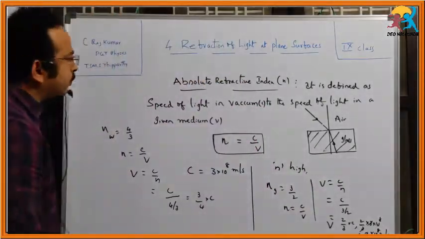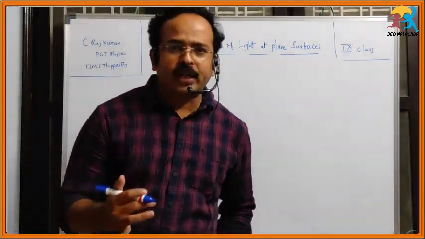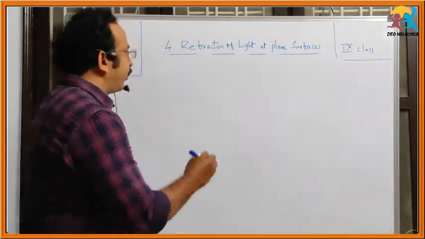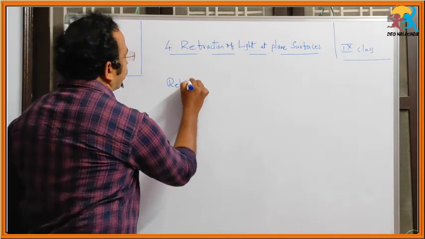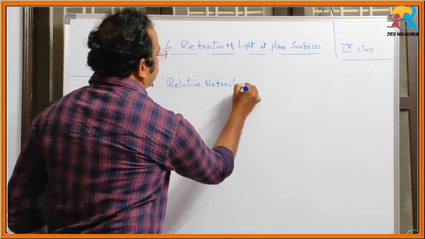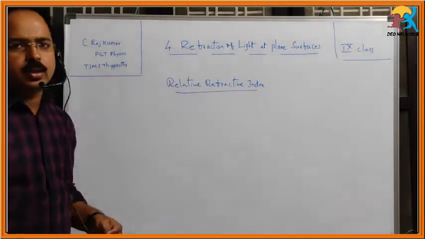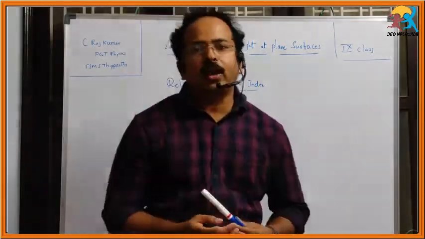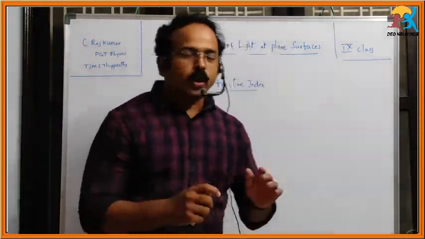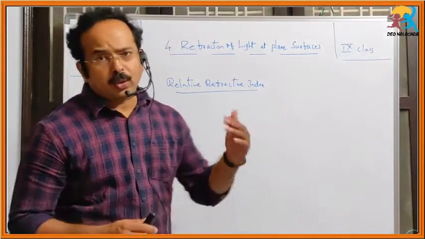Now, dear students, we will study another definition called relative refractive index. Previously we studied absolute refractive index. Here, what is the meaning of relative refractive index? We define relative refractive index as the refractive index of one medium with respect to another medium. That is important. That means refractive index of glass with respect to water, or refractive index of air with respect to glass.